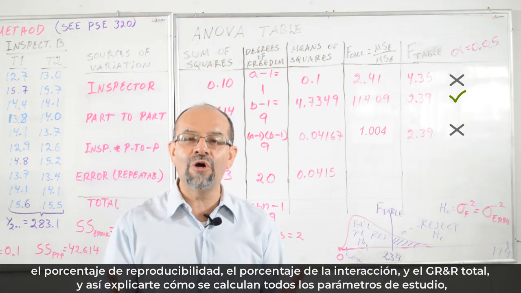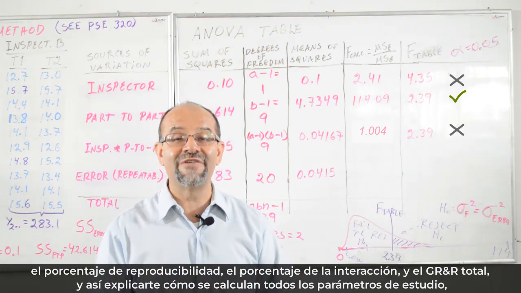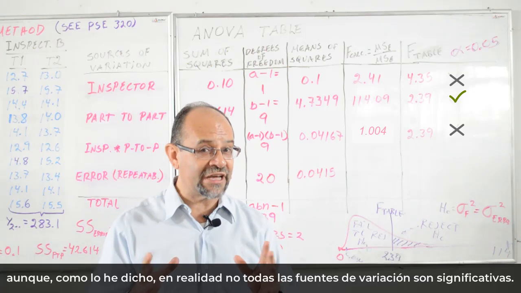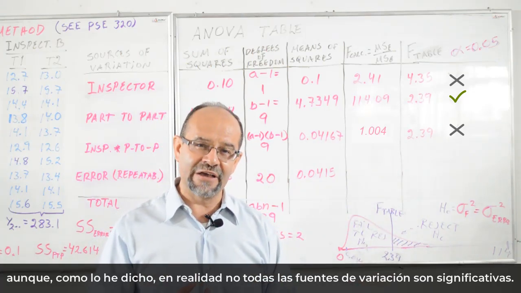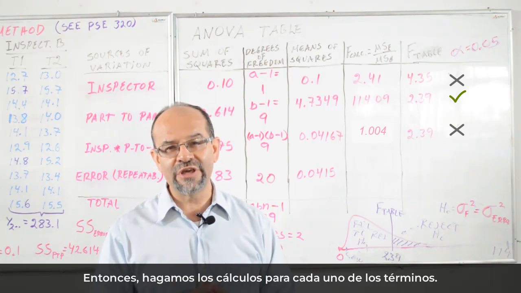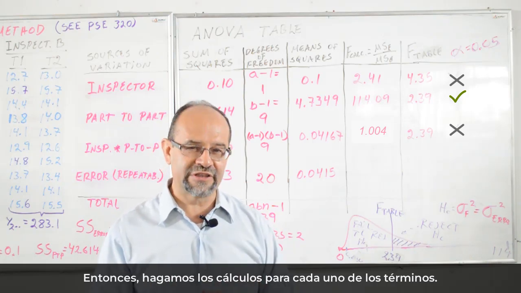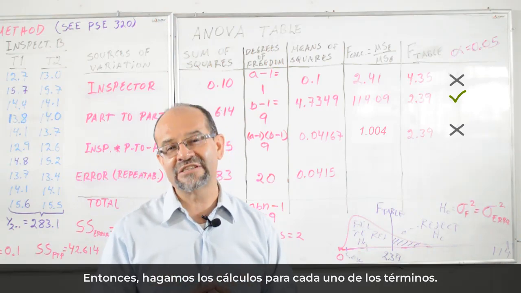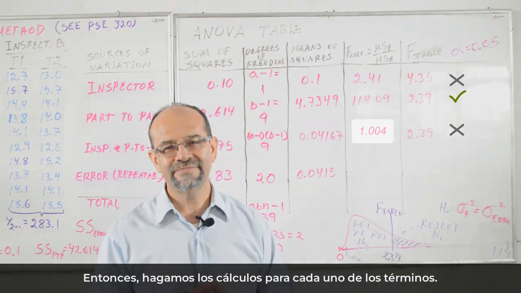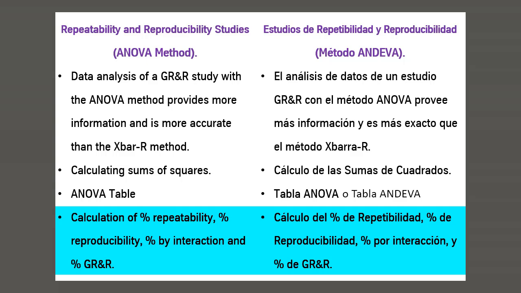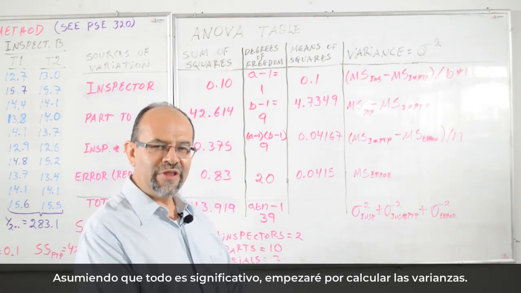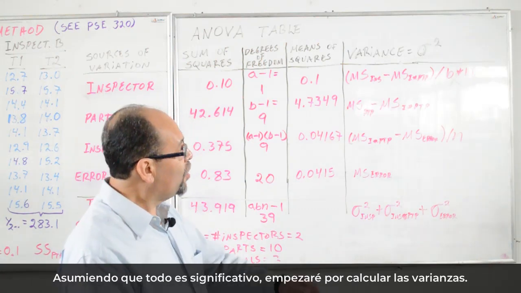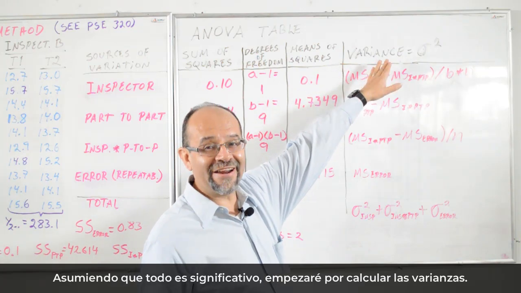To give you all the components, I will assume that everything is significant, but I shouldn't, as I have said, because not all the sources of variation are significant. Well, I will start doing the calculation for each of the terms, assuming that all of them are significant. Now I'm going to calculate the variance.